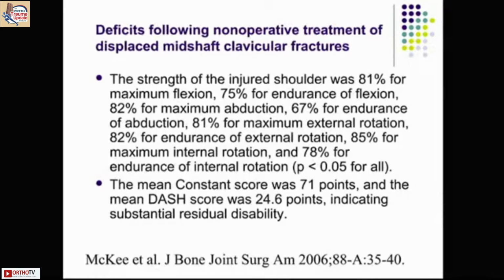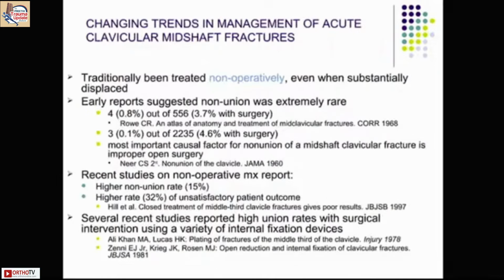And as you could see, the strength of the injured shoulder is significantly reduced in all ranges of movement, and the mean DASH score is also significantly reduced in conservatively treated fractures, and hence there is a changing trend in the management of displaced mid-shaft clavicle fractures. Traditionally, in our student period, we have been taught that conservative treatment gives very good results, as the chance of non-union is very, very minimal.